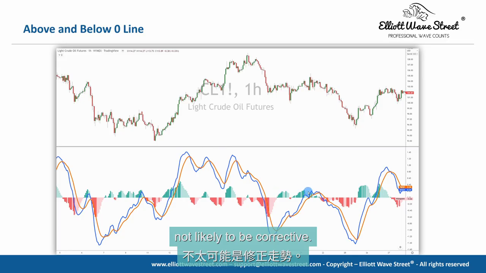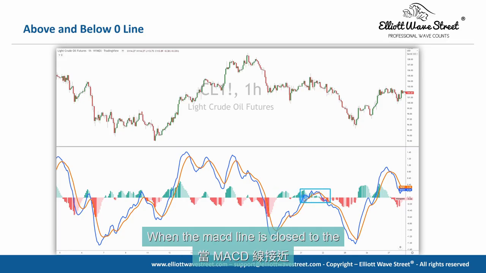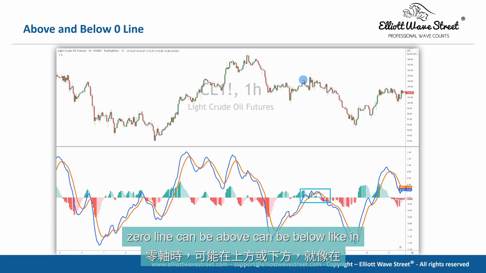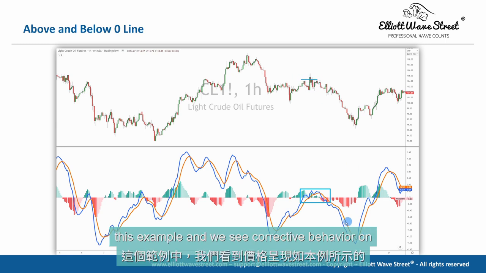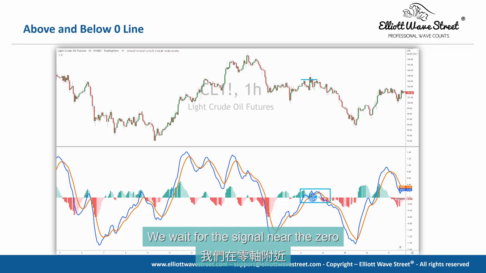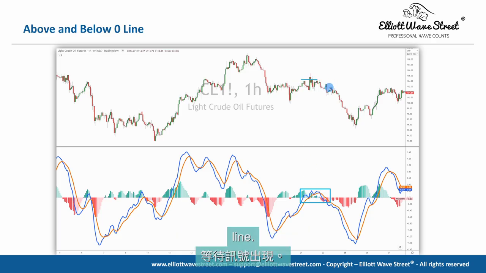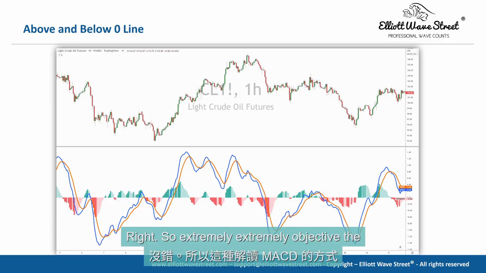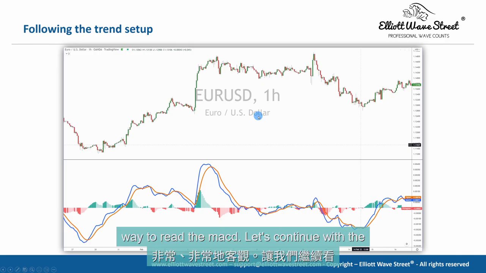When the MACD line is close to the 0 line, it can be above, it can be below, like in this example, and we see corrective behavior on price, like in this case, we wait for the signal near the 0 line, and that's our selling point, right? So extremely, extremely objective, the way to read the MACD. Let's continue with the next example.